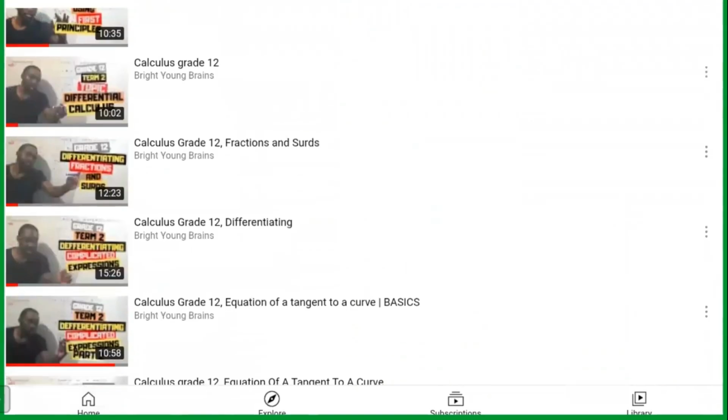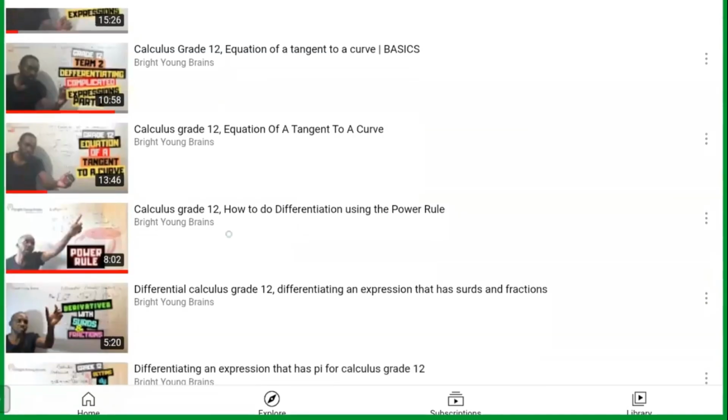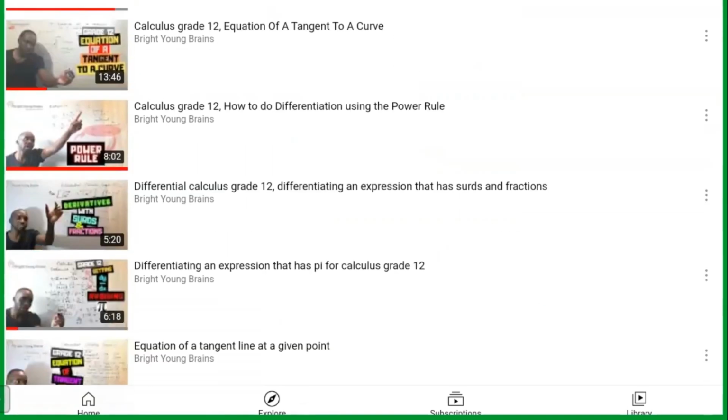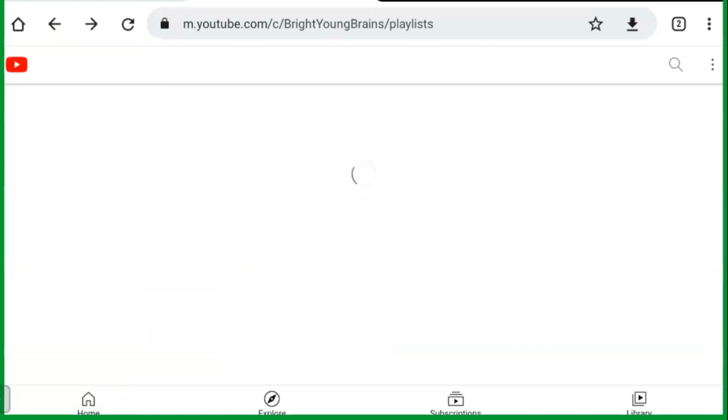Look at the kinds of questions here. Differentiating, equation of a tangent that was asked. Again, equation of a tangent, knowing how to differentiate with surds. We definitely did that, and fractions also. And then here, this is just bonus, and then here, equation of a tangent. This is the calculus playlist.